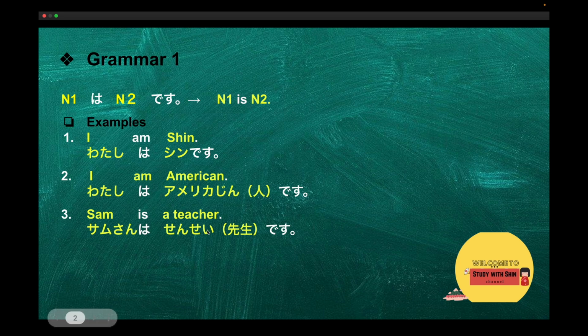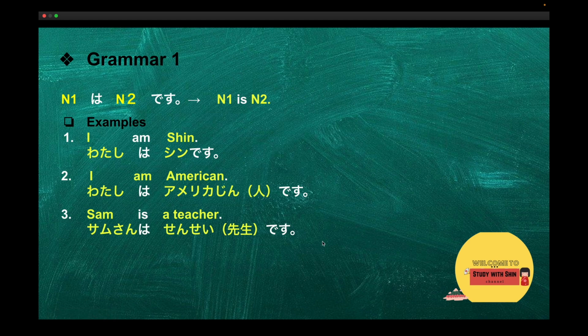Here in Japanese, you don't have to say "a teacher." In English, you say "Sam is a teacher." Naturally, you would say Sam is a teacher. But in Japanese, you do not put a counting number in front of the noun in order to say Sam is a teacher. You can just say Sam is teacher.